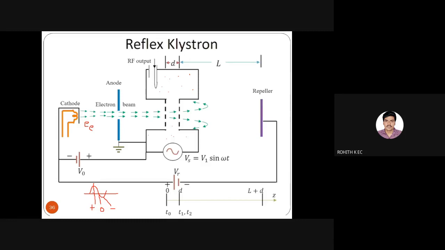Now this RF voltage will change and it will reach 0 volt, and when the RF voltage is at 0 volt, the set of electrons that are coming out from the cathode is referred to as reference electrons. Now these reference electrons will come in this direction, and then it will encounter much lesser repulsion, because since the voltage is zero, it will have much lesser acceleration.